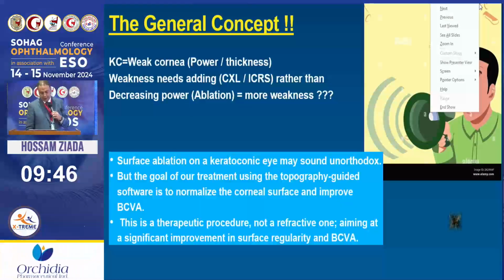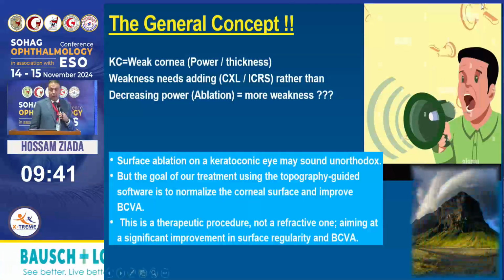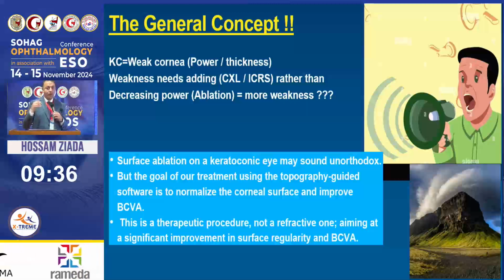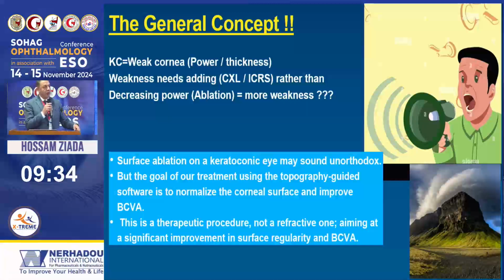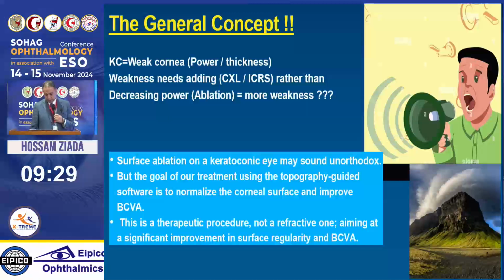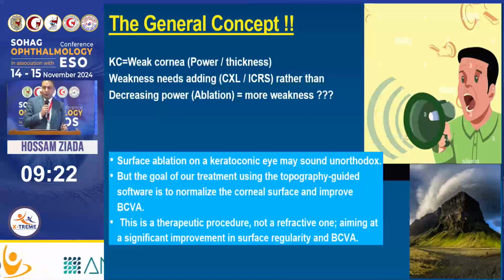Actually, we are still asking ourselves about lasers in keratoconus. Are they forbidden procedures, or can we refine the use of the laser in keratoconus patients to benefit from it? The general concept is that keratoconus is a weakness, so the laser will ablate and increase this weakness. But the weakness needs an adding of power rather than decreasing it.